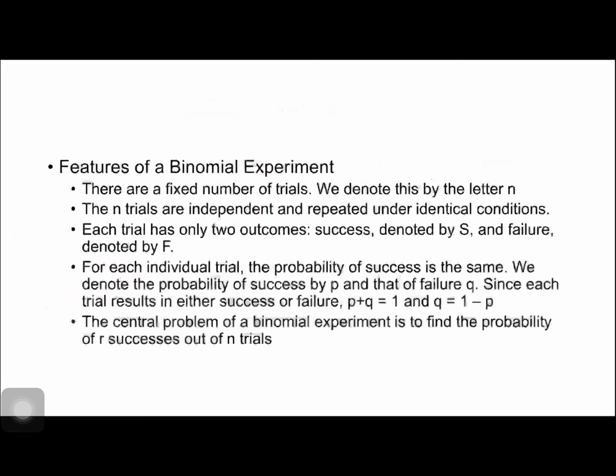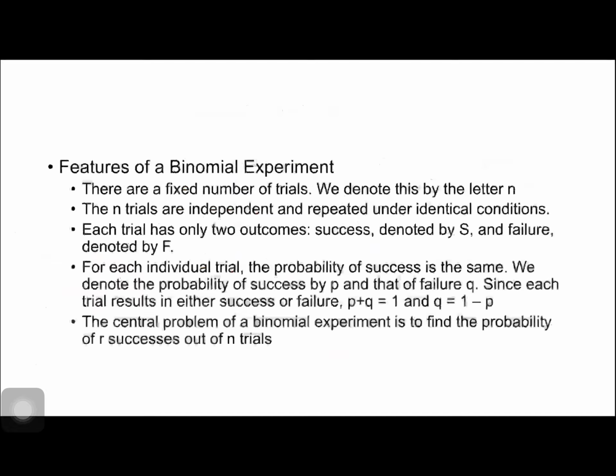Each trial has only 2 outcomes: success, denoted by S, and failure, denoted by F. For each individual trial, the probability of success is the same. We denote the probability of success by P and that of failure by Q. Since the trial results in either success or failure, P plus Q is equal to 1 and Q is equal to 1 minus P.